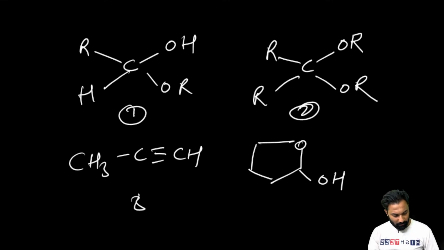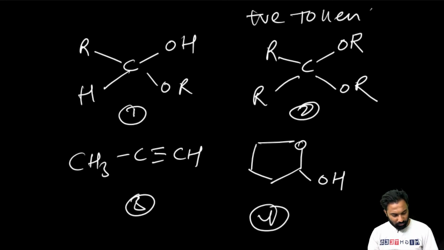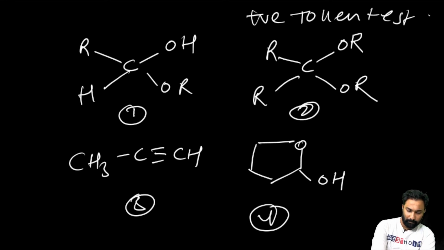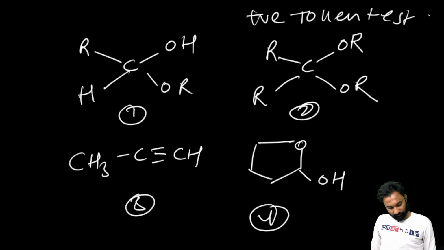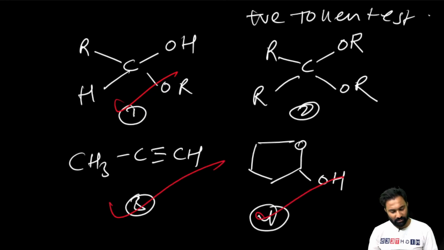Now, how many of the following will give a positive Tollens test? How many of the following will give the positive Tollens test? My dear friend, A will give, 4 will give, 3 also will give.